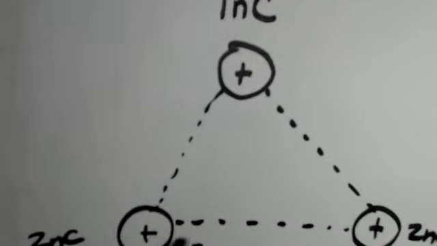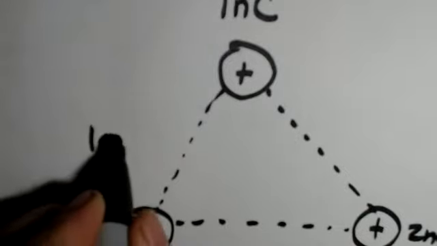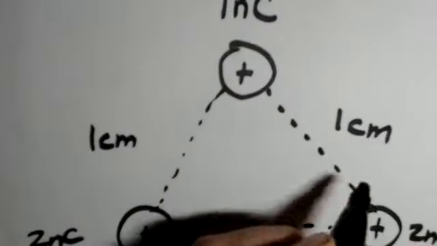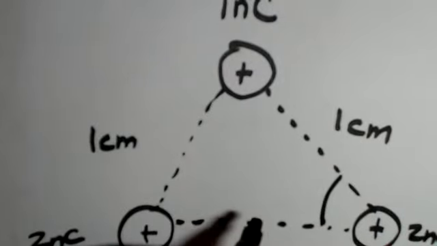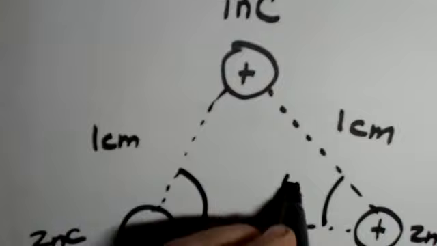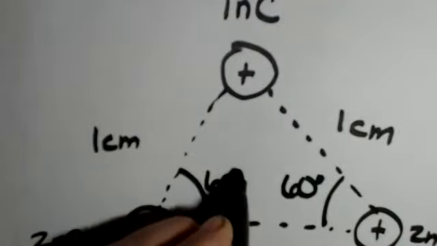Okay, so this is an equilateral triangle. Each side is 1 centimeter. And because it's equilateral, it's also equiangular. So I know that these angles are all 60 degrees.